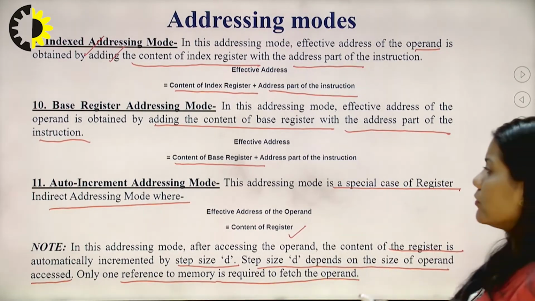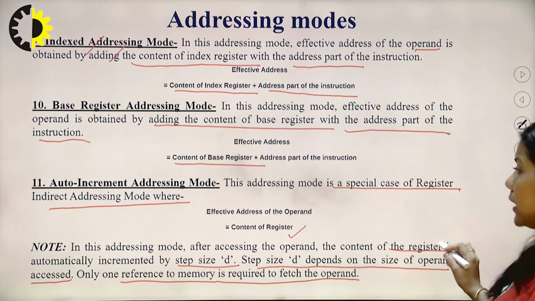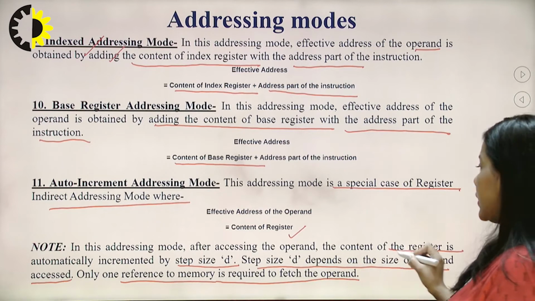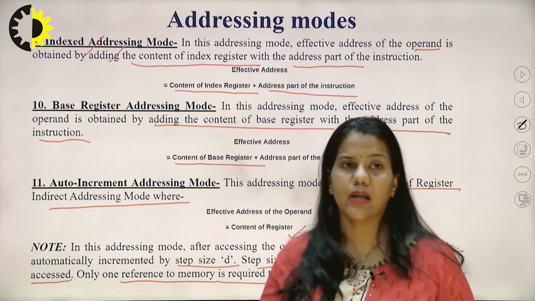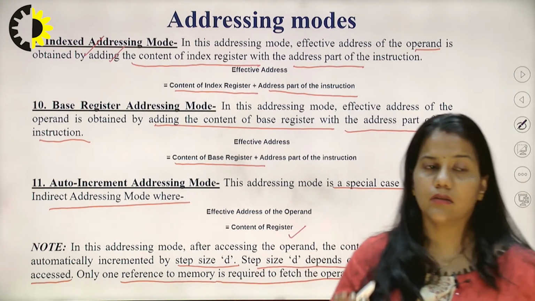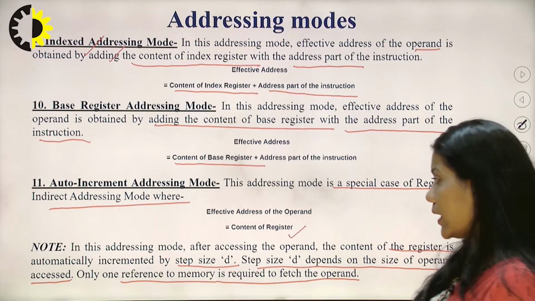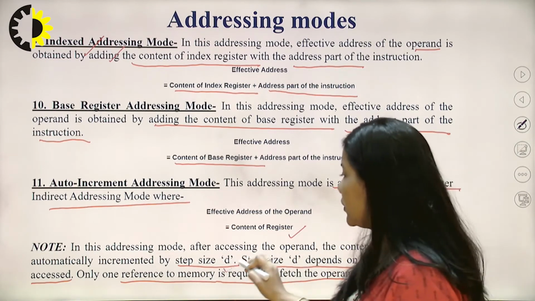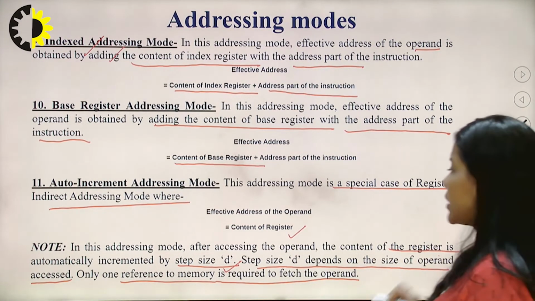In the case of auto increment addressing mode, as we are accessing the operand, the content of the register, from where the operand has been accessed, will increase by the size D. That is, the location in the register will be incremented by the size D, which is known as the step size and depends on the size of the operand.